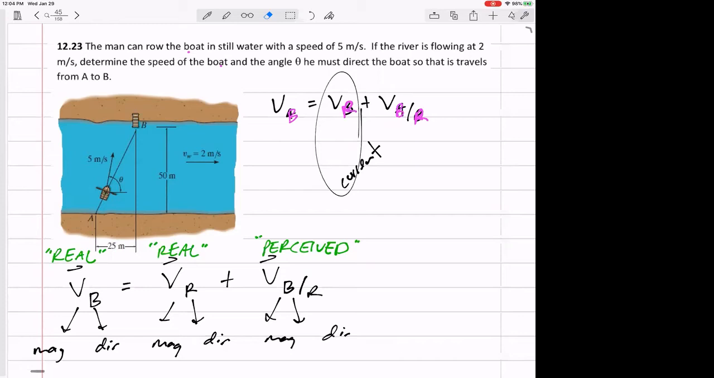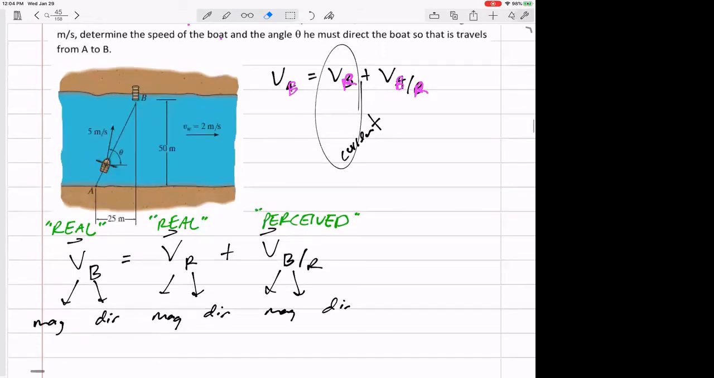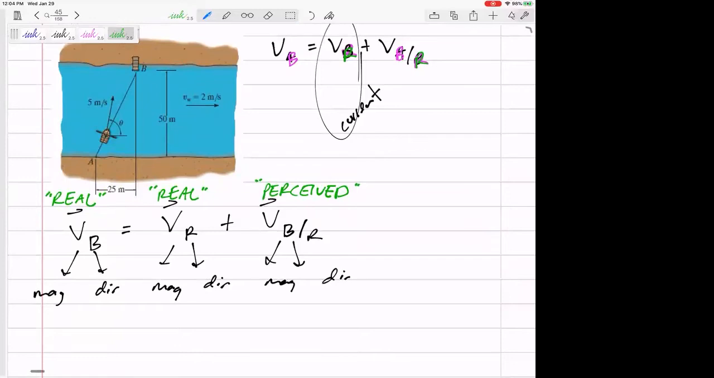So once you know that, the next step is, do I need A/B or B/A or C/T? Read the problem statement and figure out what you need. If it's a current problem, then the current goes in this spot, the denominator of the something / current. Then write that equation. I like to write it this way: VA = VB + VA/B, real and perceived. Then plug in everything you can and solve for what you need to.